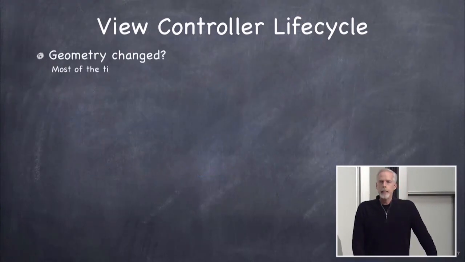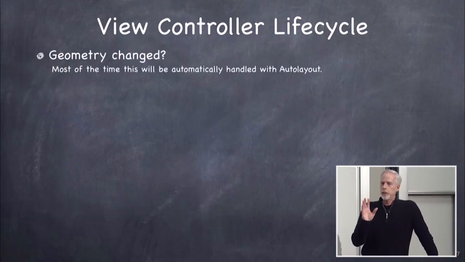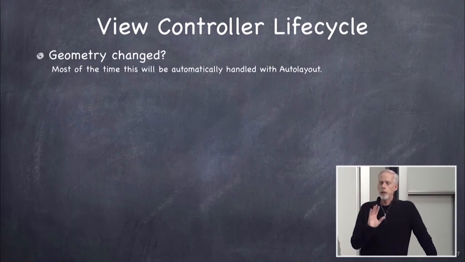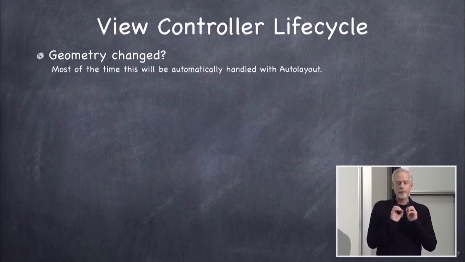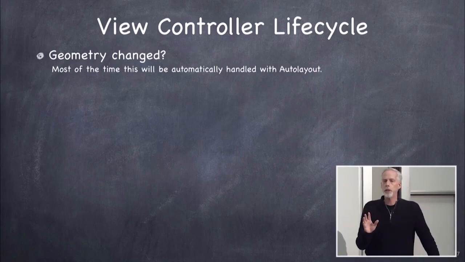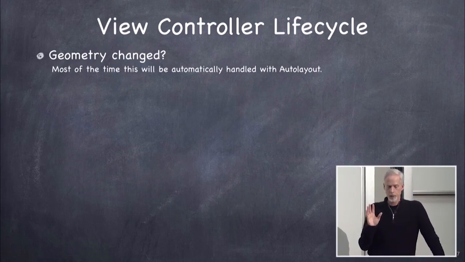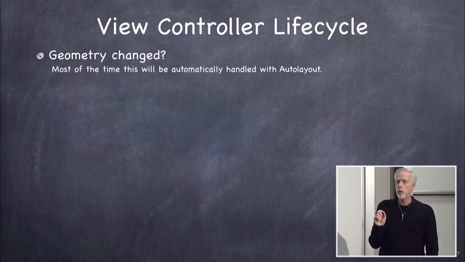All right. Still haven't talked about geometry till now. You don't want to be doing geometry in View Will Appear. Your geometry actually probably is set in View Will Appear, but you shouldn't count on that. You shouldn't do geometry in the View Wills and Did Appears and Disappears either. For geometry changes, there are methods especially for it.